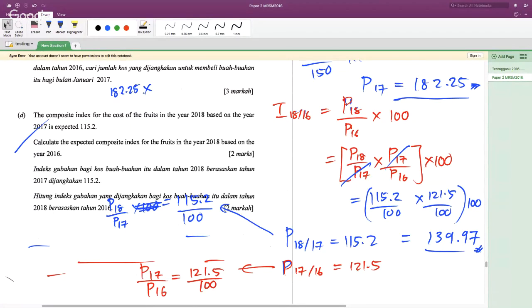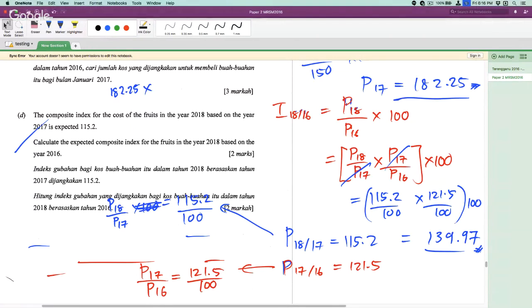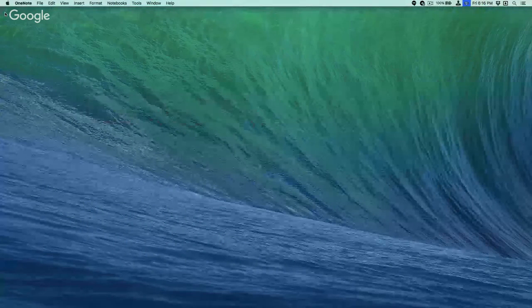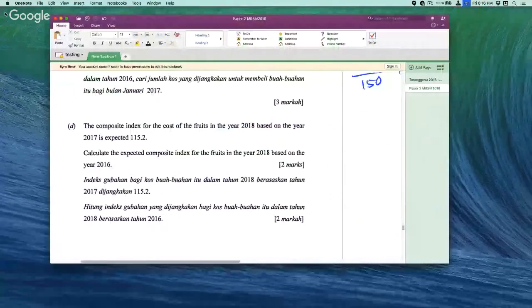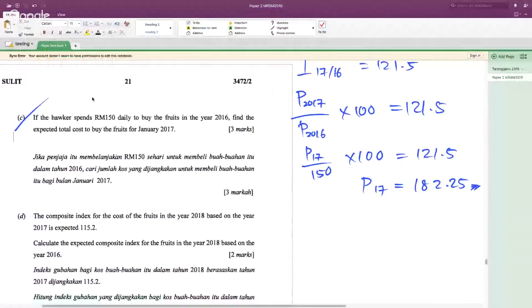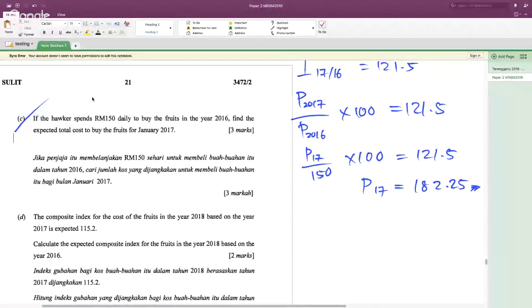Nope, that still doesn't seem correct. But okay, the D is correct already. Let's have a look at C. Yeah, C is wrong, so I'm going to redo C. It's just so annoying to keep on hanging. Am I doing something wrongly here? Why do I get a different index number?